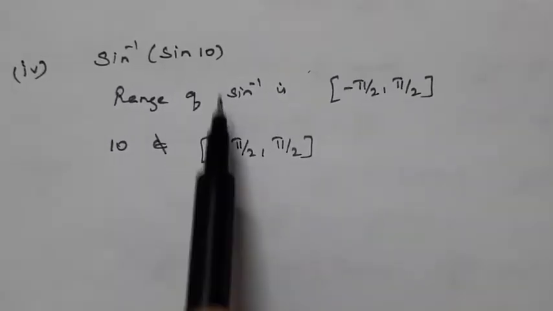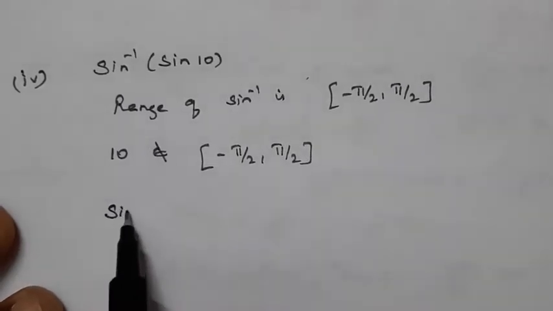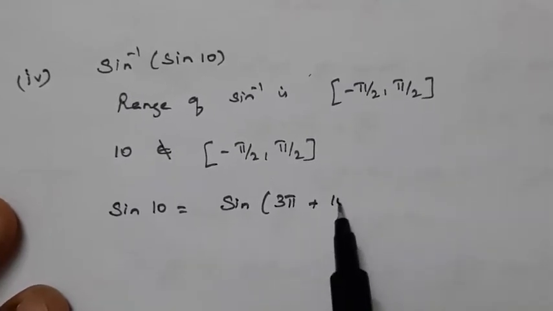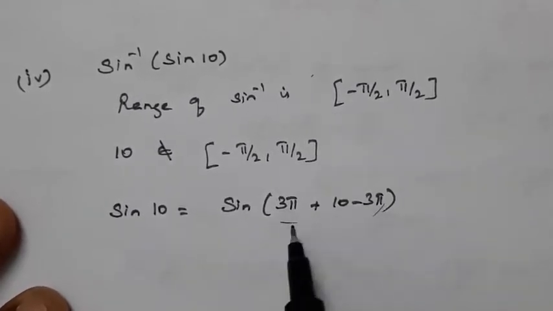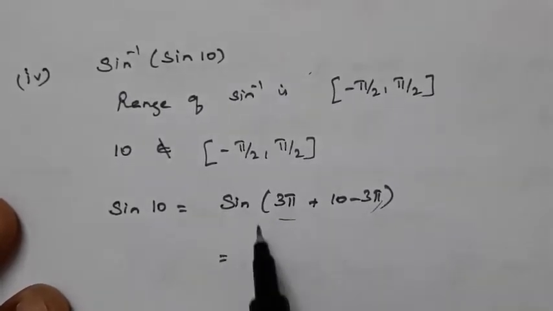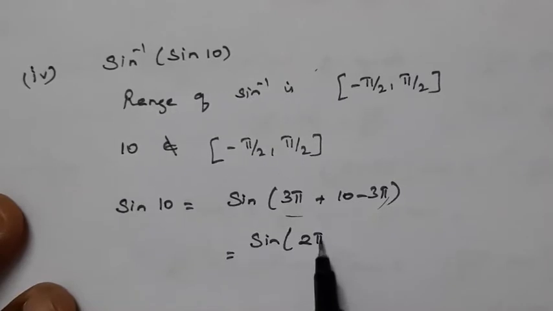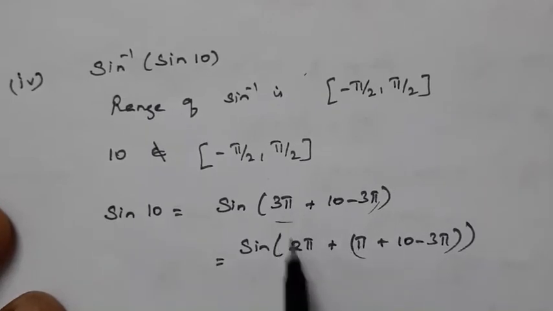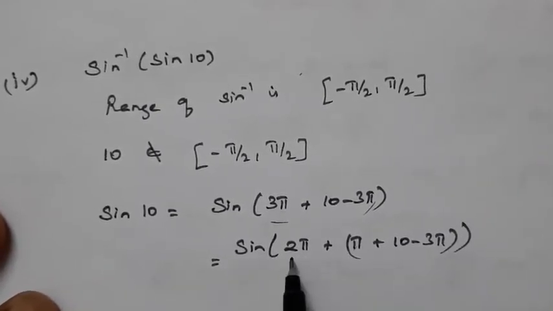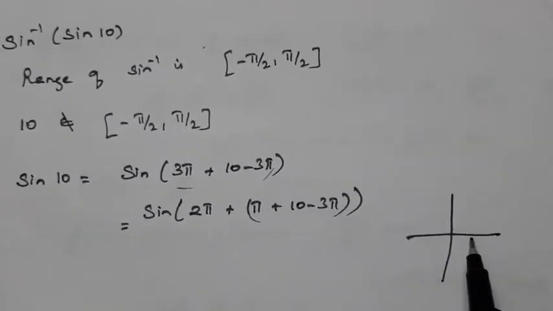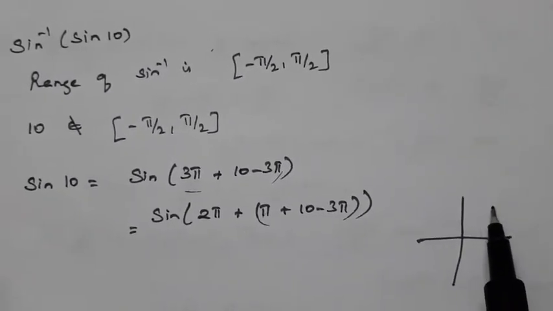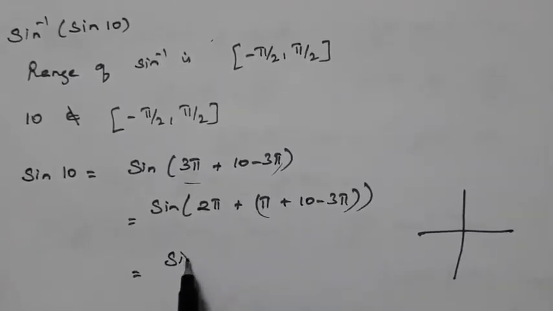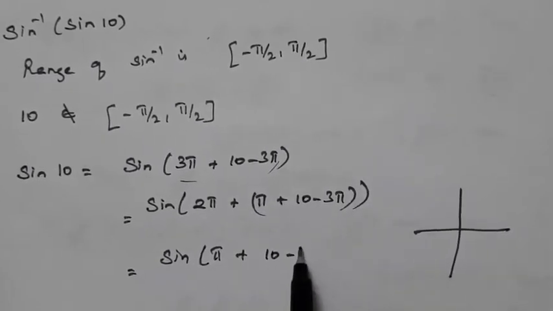So let us check whether their sine values are equal. Let us take this as sine 10. Without loss of generality, we are going to add 3 pi and subtract 3 pi. Then this 3 pi can be expressed as 2 pi plus pi, so we get sine of 2 pi plus pi plus 10 minus 3 pi. Now 2 pi plus means it lies in the first quadrant. In the first quadrant all ratios are positive, so sine is also positive. So we can replace it as sine of pi plus 10 minus 3 pi.